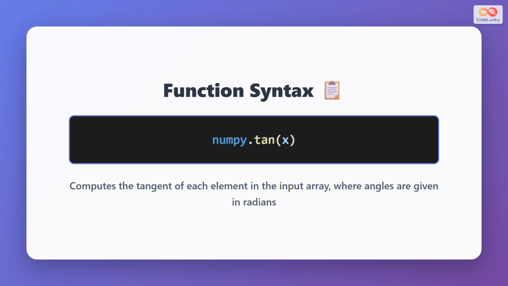The syntax for the np.tan function is straightforward. You simply write np.tan, passing in x as the parameter. This function computes the tangent of each element in the input array, where angles are given in radians.